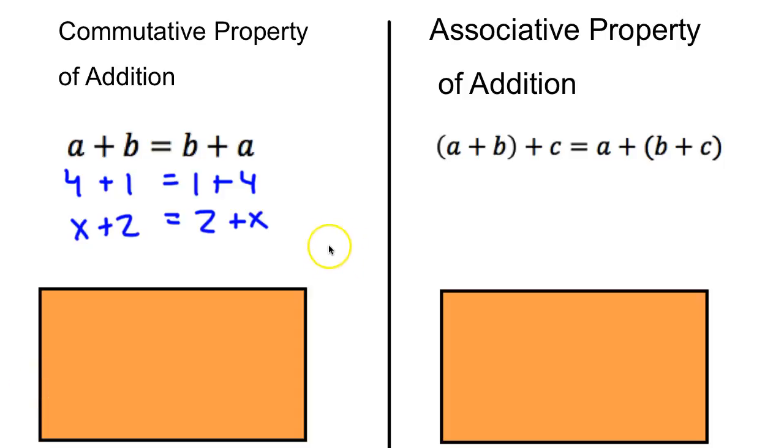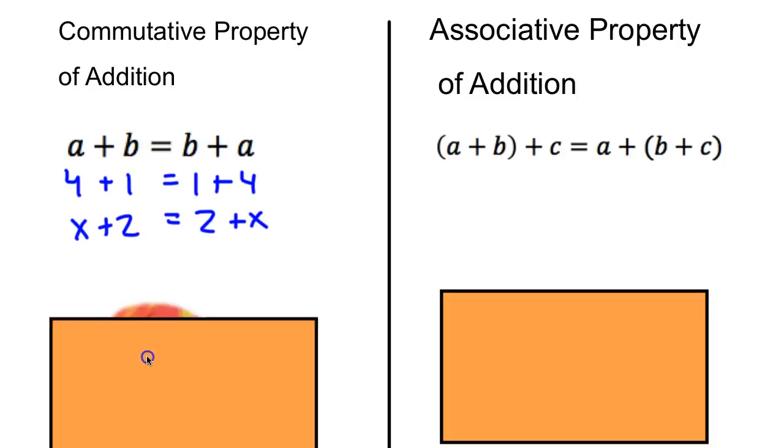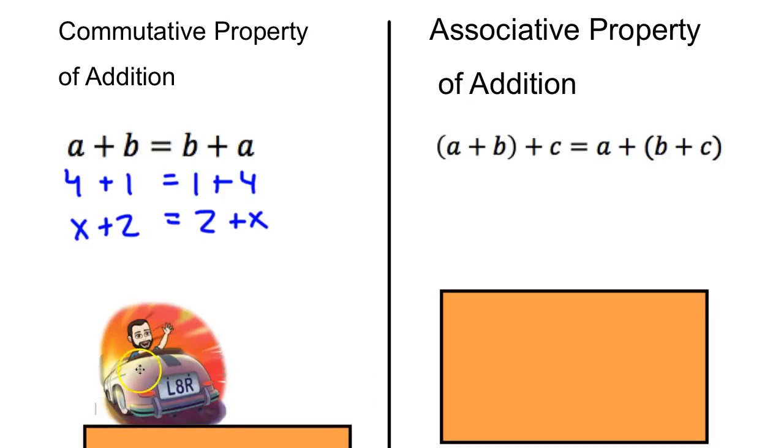I like to remember this one by thinking of the word commutative. That has the word commute in it, and that means move, right? So you can move around. And here is a picture of me in a car commuting, right? So commuting, moving around, you can move these numbers around.